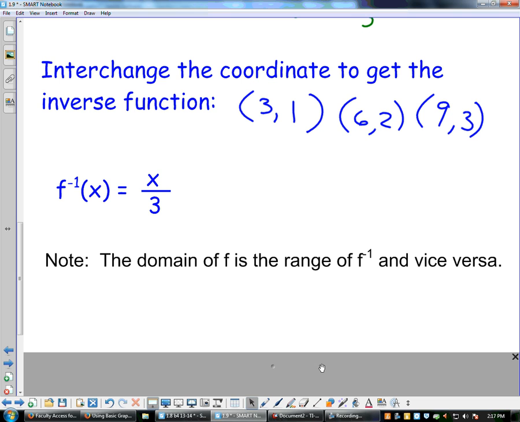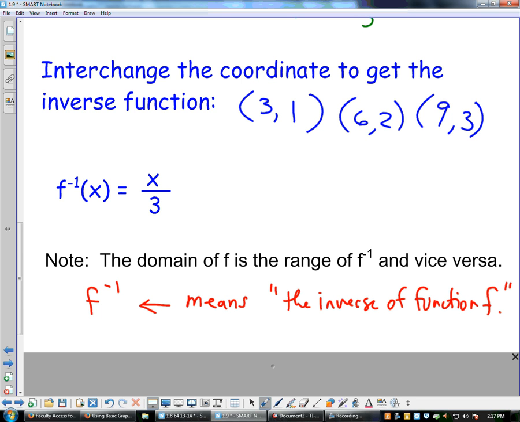All right. By the way, we use this symbol f with the little -1. Have you seen this prior to today? Okay, so let's talk about this for a minute. This is a notational thing. This means the inverse of function f. Okay? And we would read it f inverse. All right? So we're talking about the inverse of function f.